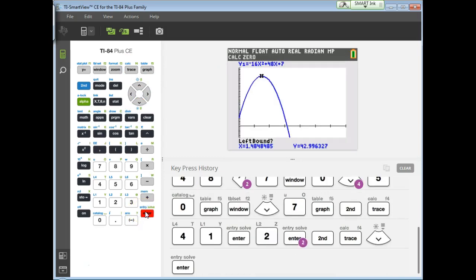So when it says left bound, it wants a time before it hit the ground. And actually, we're already at a time before it hit the ground. So I'm going to hit enter. And then give me a time after it hit the ground. Well, if it hits the ground like right after 3 seconds, let's go 4 seconds. That'd be after. And then enter one more time for guess.